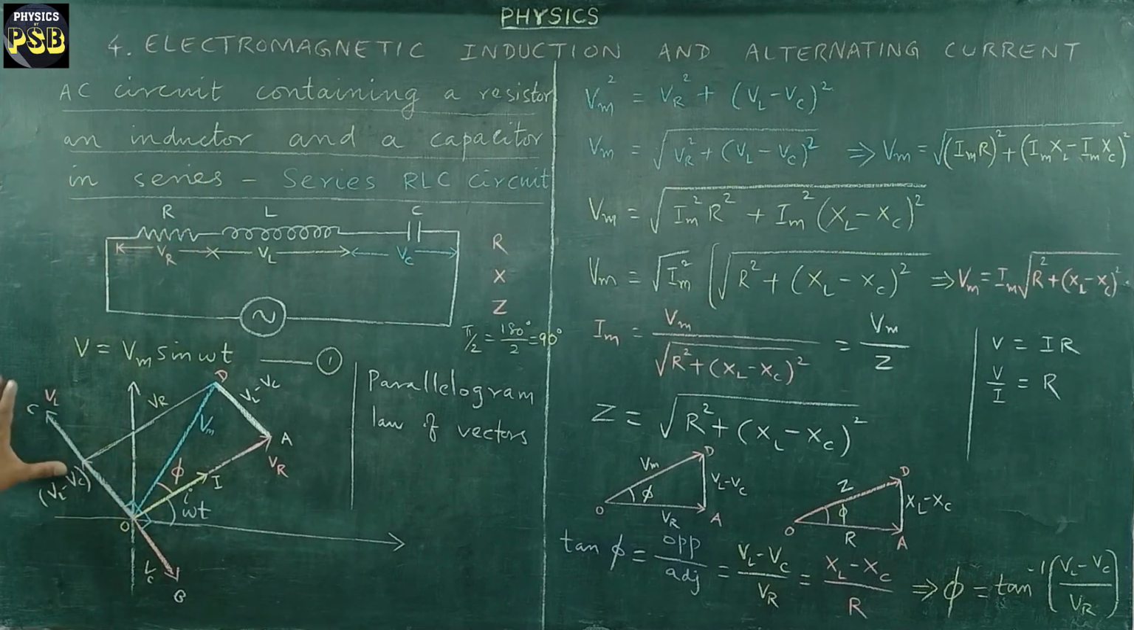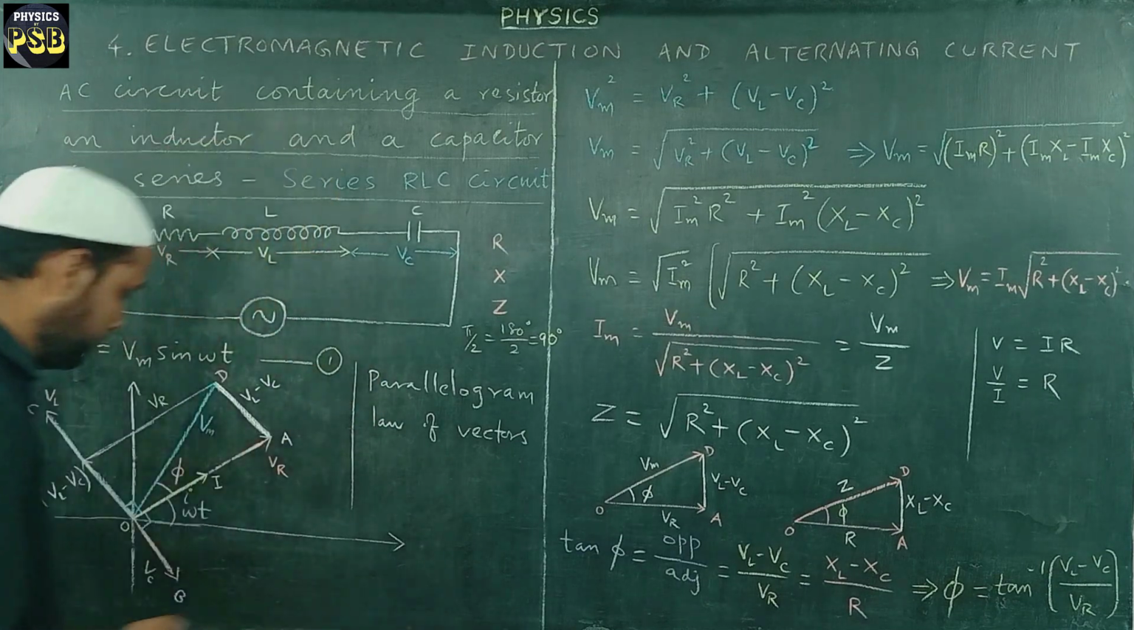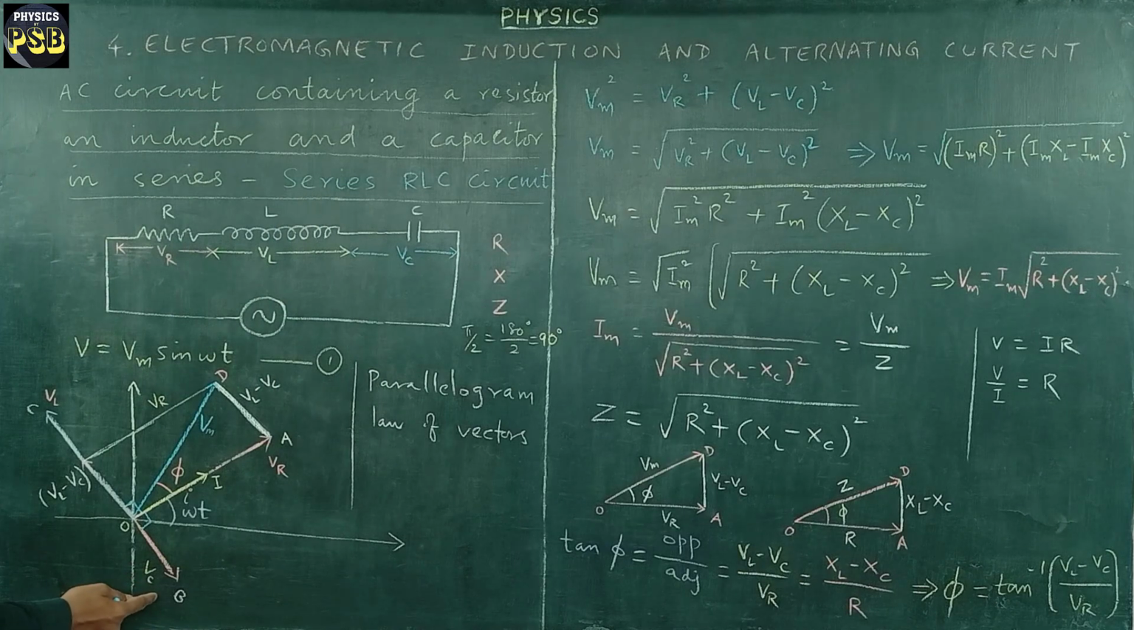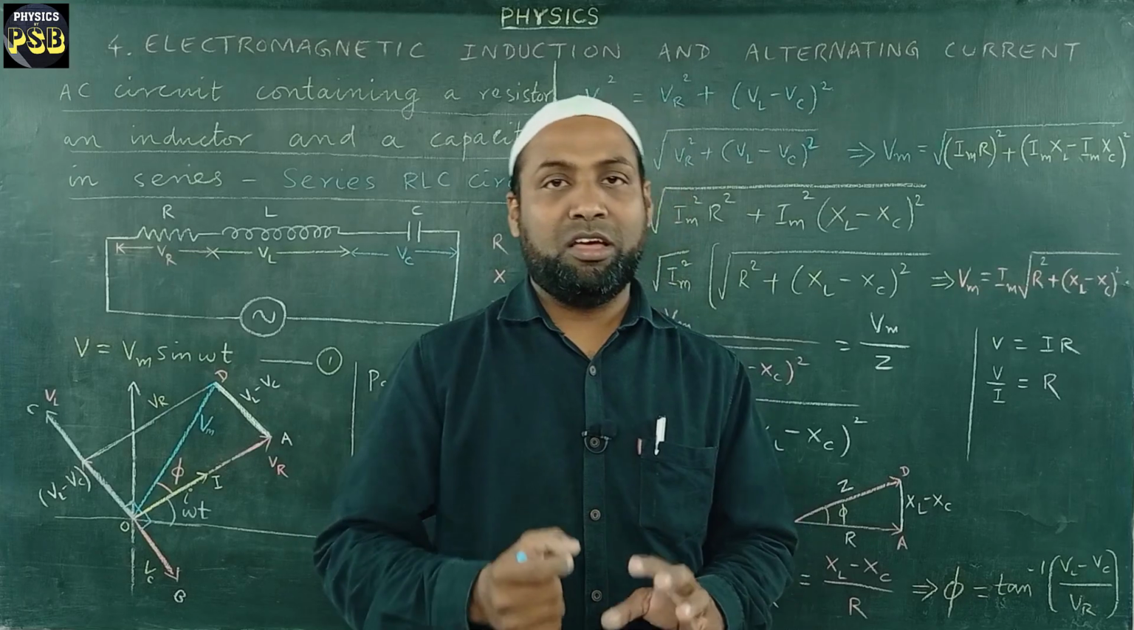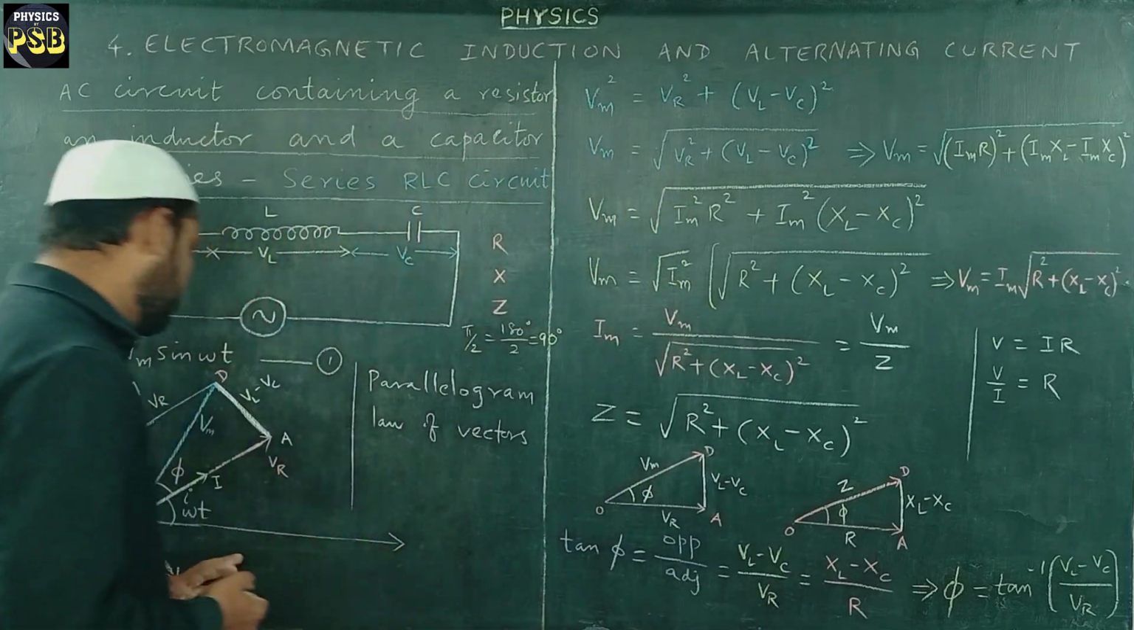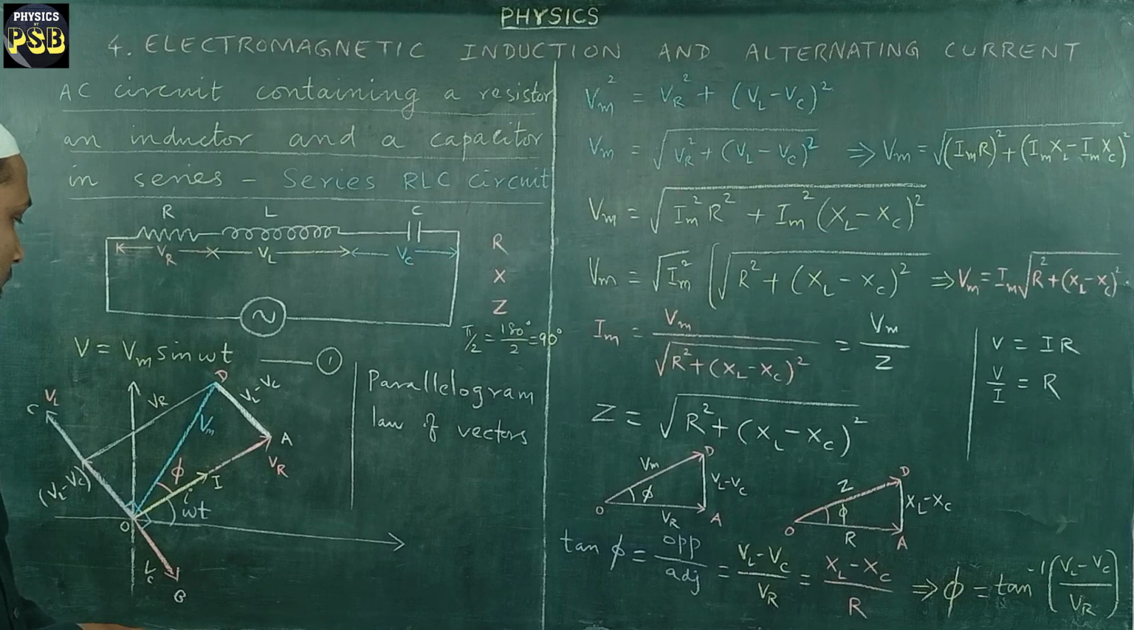Now let me tell you one more time. Here VL leads the current by 90 degrees, or this can be reversed, and we can say that I lags behind VL by 90 degrees. In a similar way, VC lags behind I by 90 degrees, or I leads VC by 90 degrees. So these are the different ways of relating current and voltage through these components.